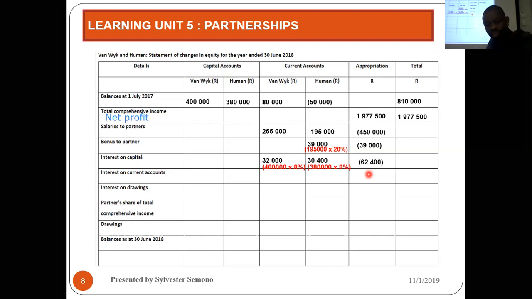Now, current account, let's start with Funway. For you to know which sign to put, check the balance of the current account for Funway. It's a credit one, it's a positive one. Even the interest must be positive. But the balance for Human is a negative one. Even the interest is going to be negative. This means he will pay the business, meaning I'm going to take out of him. And this one, the business will pay him the interest.